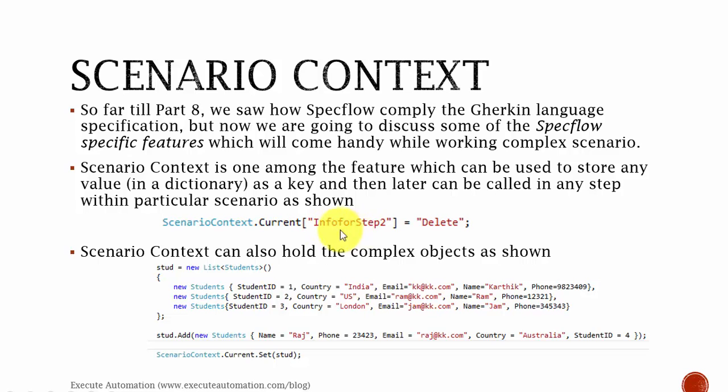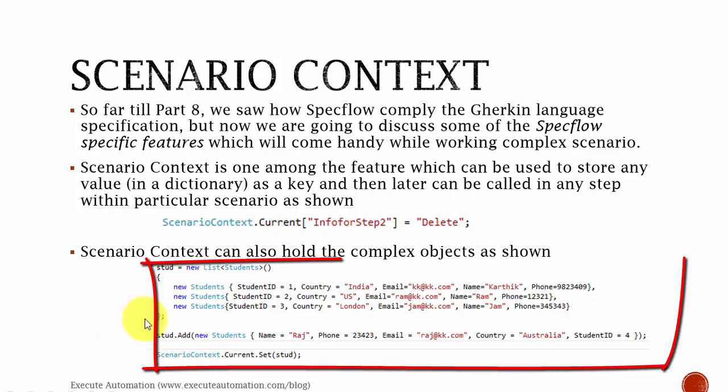As you can see here, I'm just going to store the value "delete" for the key info for step 2. So you can pass this particular value of a key to the next step or to other steps within a particular scenario. But this scenario context will automatically refresh when you move to the next scenario, so this value will not be retained. What if in a feature file there are more than 3 or 4 scenarios and you want to use a specific value only for a specific scenario? Then you can use scenario context, so that this value will be valid only for that particular scenario but not be taken over to the next scenario's steps.